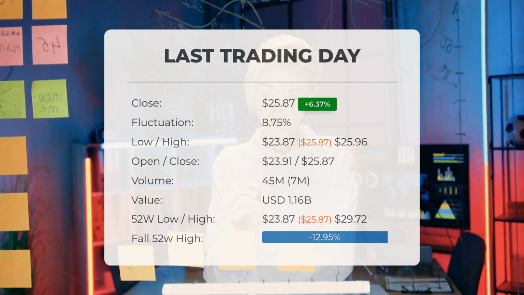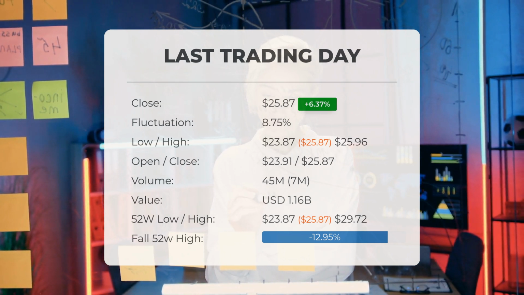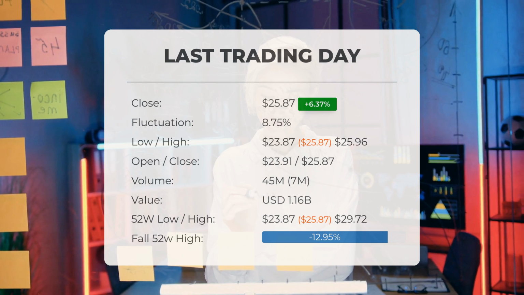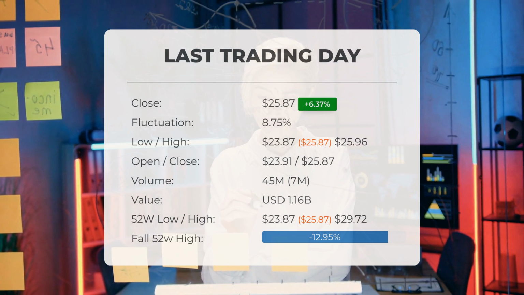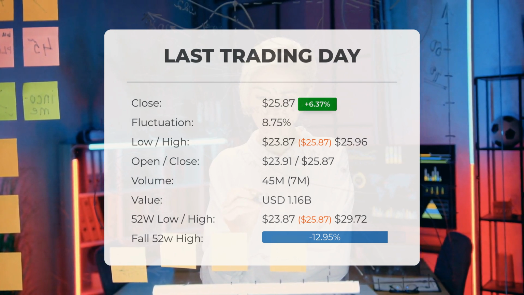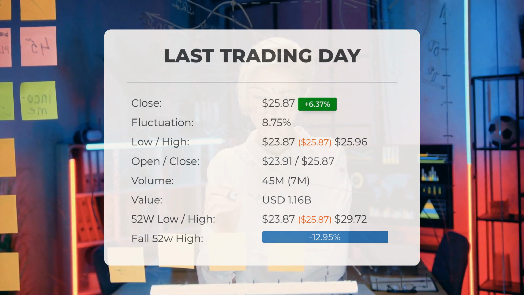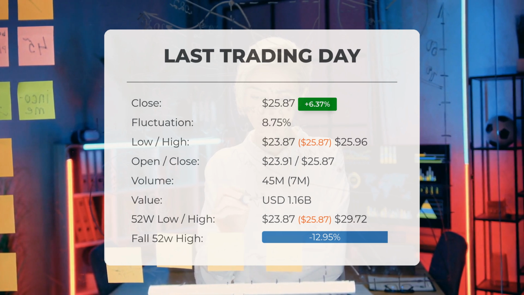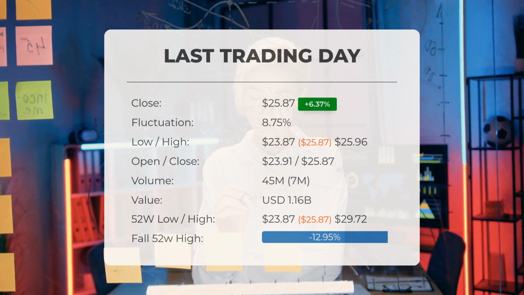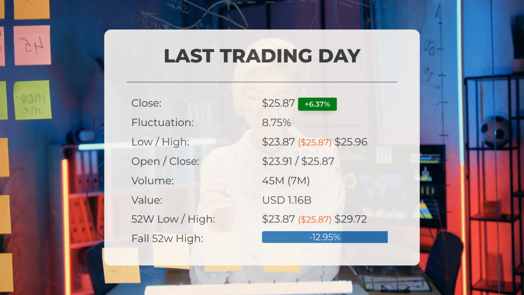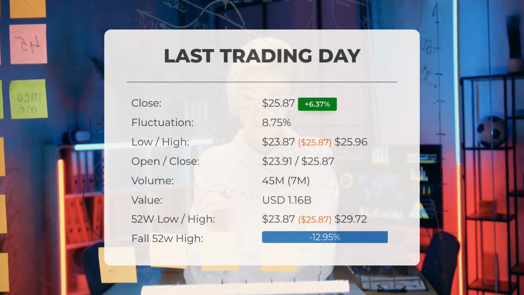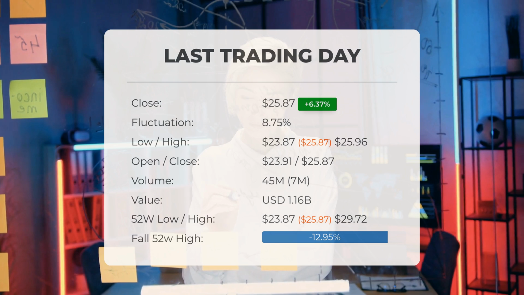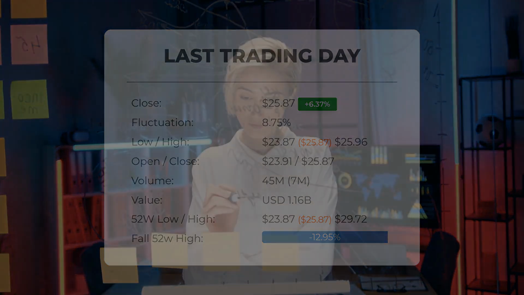Over the past 52 weeks, the highest price of the ETF was $29.72, and the lowest price was $23.87. Currently, the price is 12.95% or $3.85 below the 52-week high, and 68.35% or $55.87 below the all-time high, which occurred on the 14th of January, 2022, when the price reached $81.74.